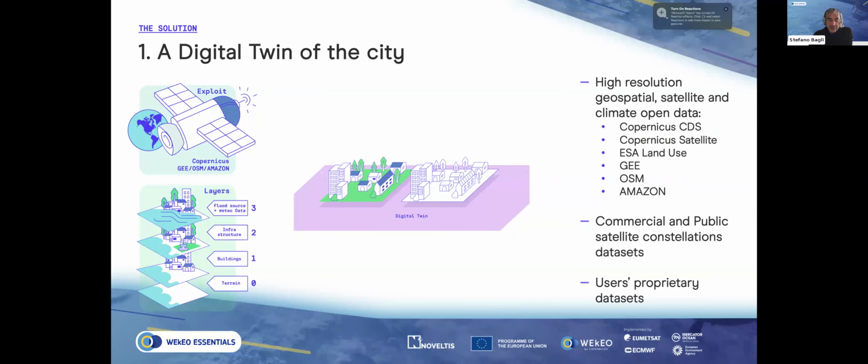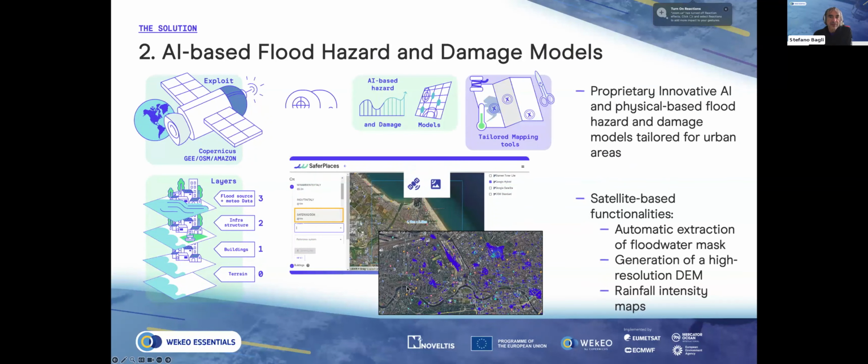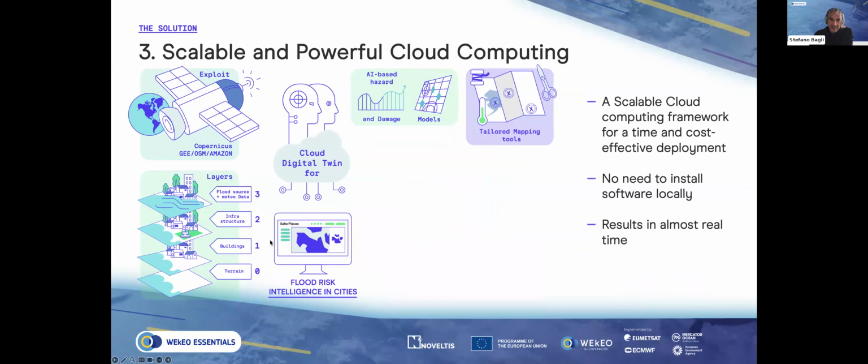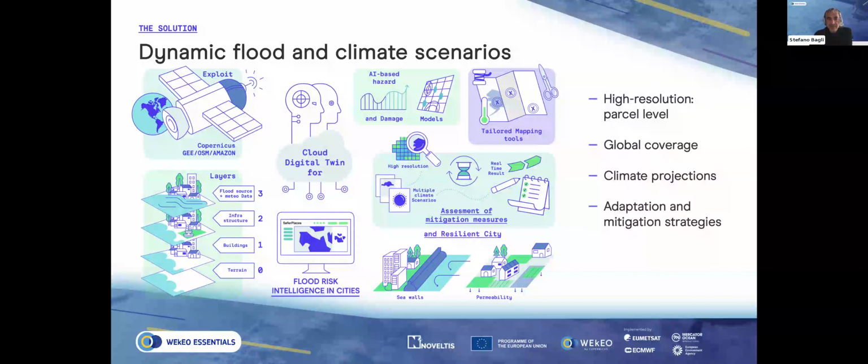So once we have the digital twin ready, the second pillar of the technology is composed of a flood hazard and damage model that we have developed together with research centers and universities, and also some processing routines that automatically retrieve flood masks from satellite datasets. Everything is combined into a cloud computing system that gives us scalable computational power, with the capability to generate and run simulations in real time.